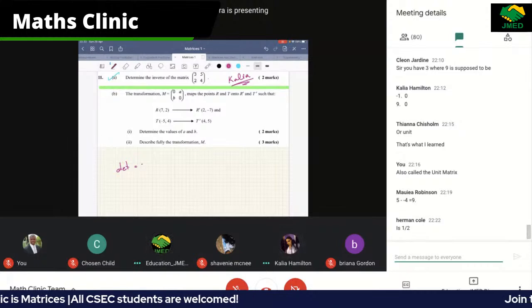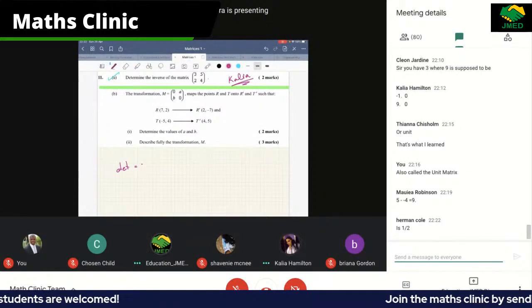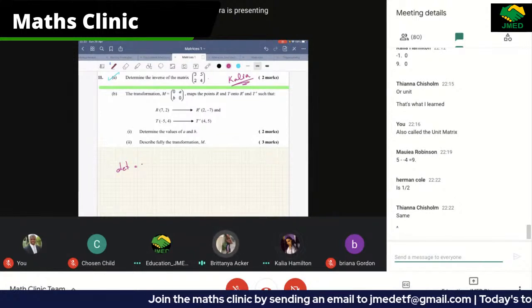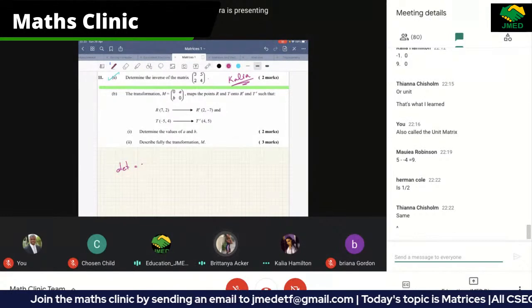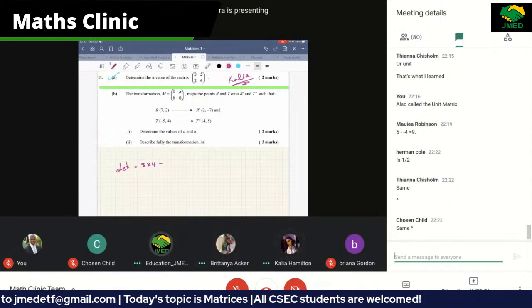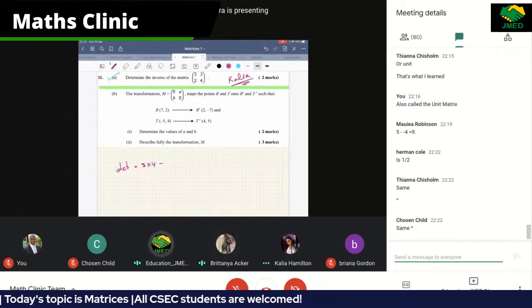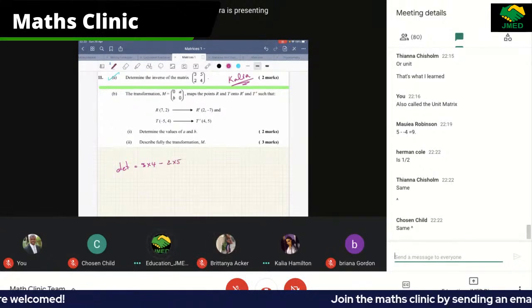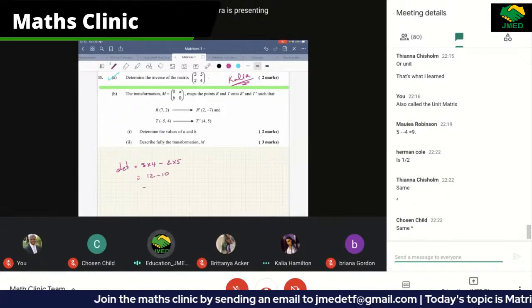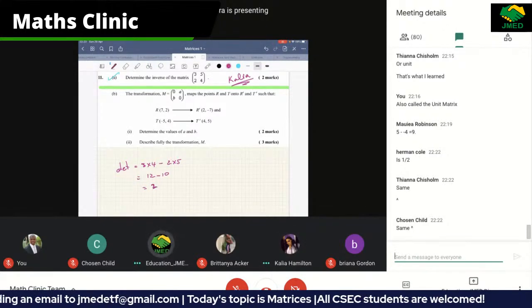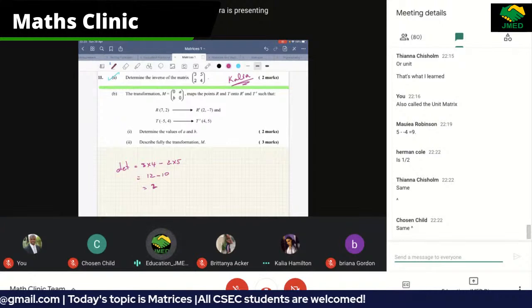How do you find the determinant? Multiply the leading diagonal, and the leading diagonal is 3 times 4. Thank you, Brianna. And we're finding the difference between that and the minor diagonal, which is 2 times 5. So here we've got 12 minus 10. So the determinant is 2. Okay. So how do we find the adjoint now?